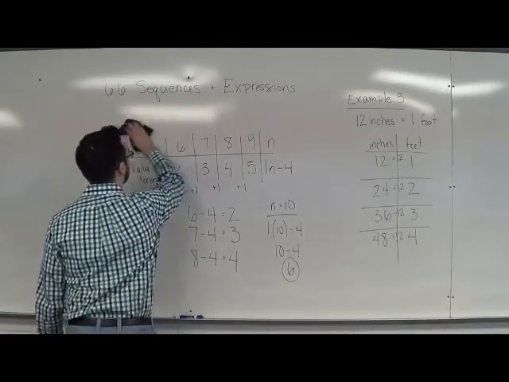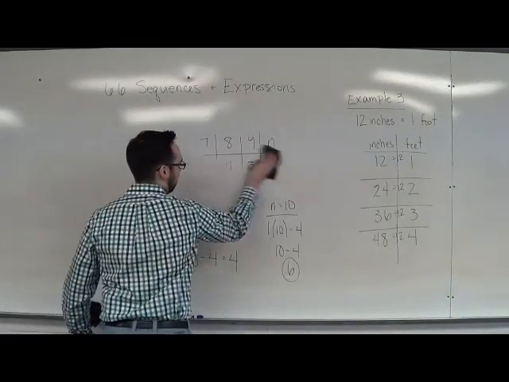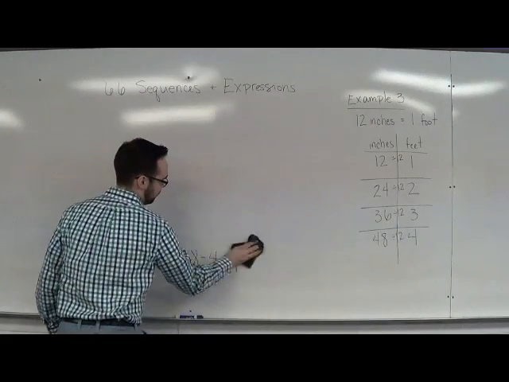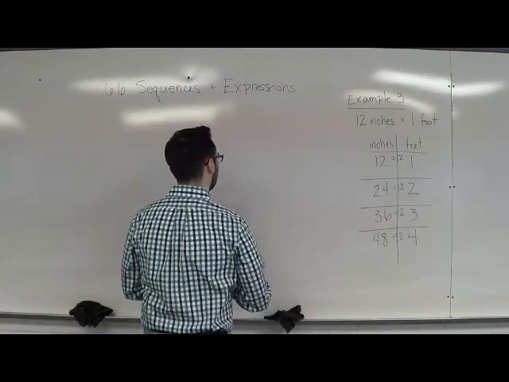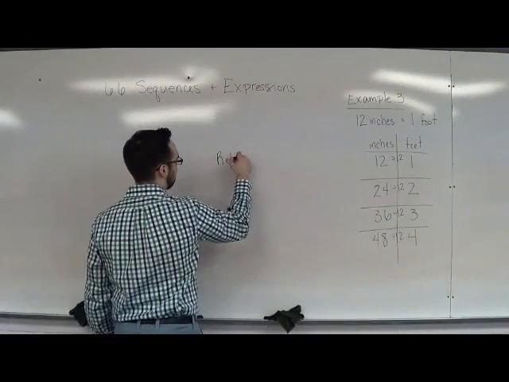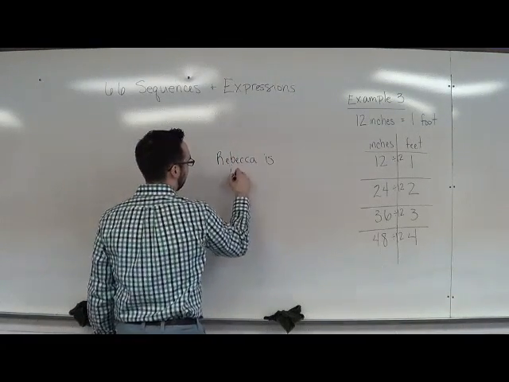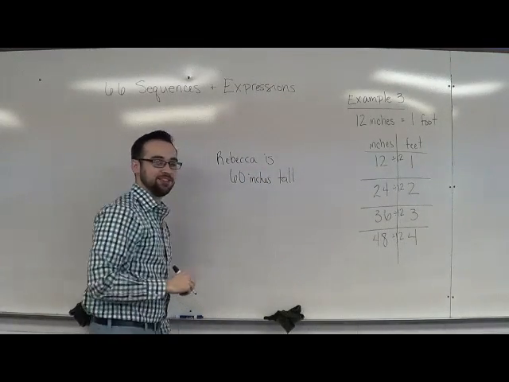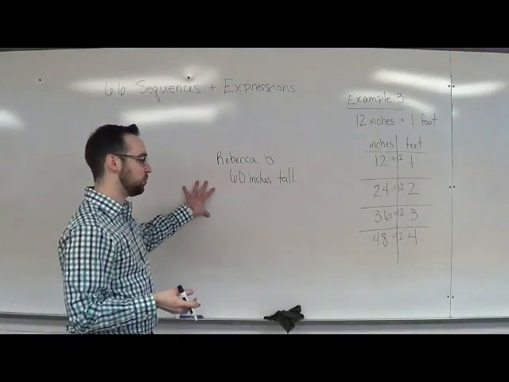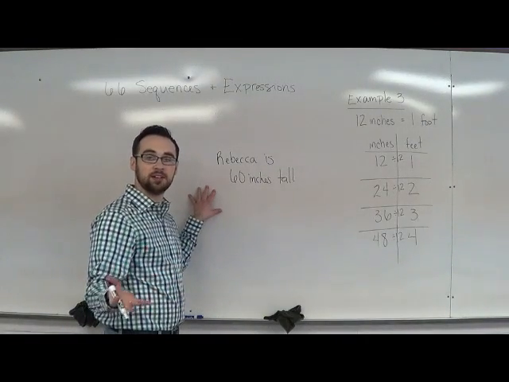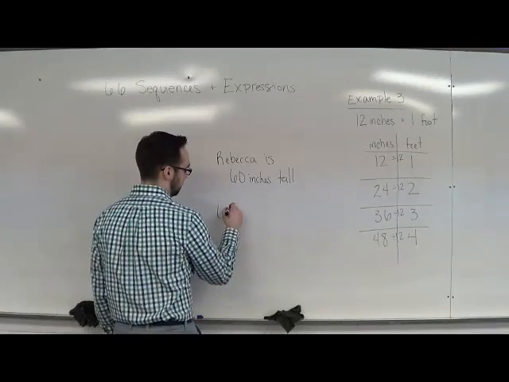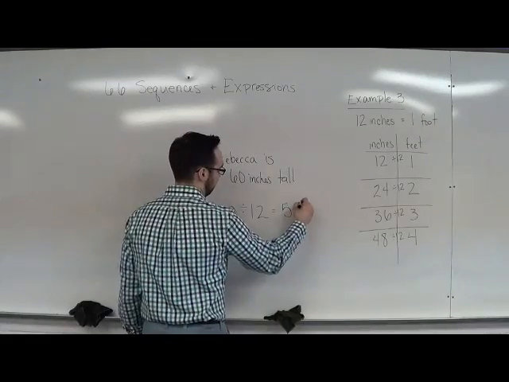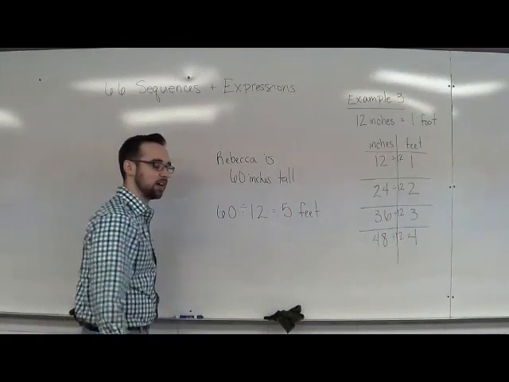So they ask us, I'm going to erase some of this. They tell us this girl named Rebecca, they tell us her height is 60 inches. So Rebecca is 60 inches tall. They want to know how many feet is that. What do I take the number of inches and do to it? We divide by 12. So if I take 60 and I divide it by 12, we get 5 feet. So Rebecca is 5 feet tall.